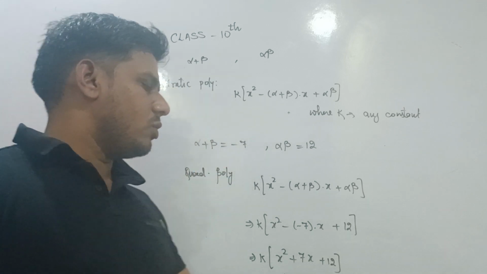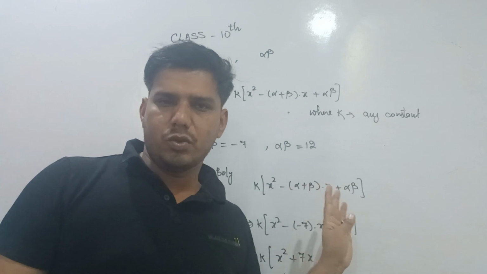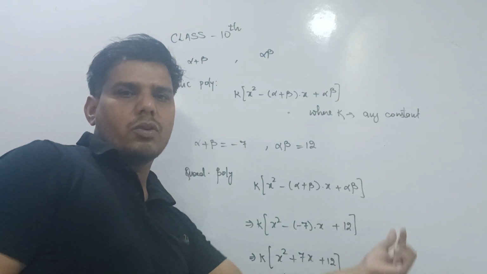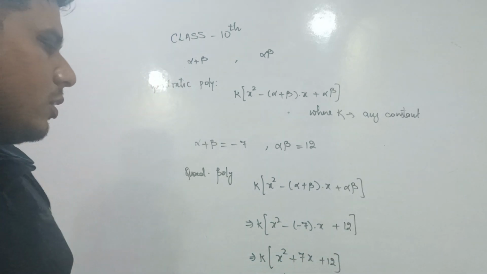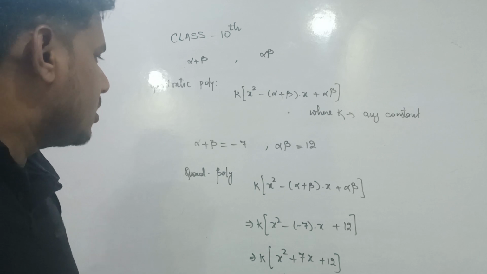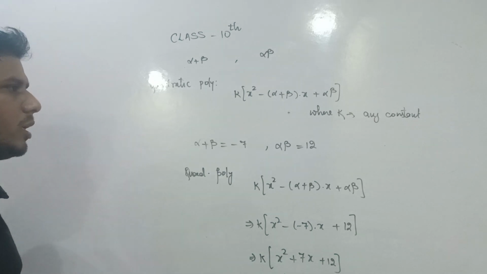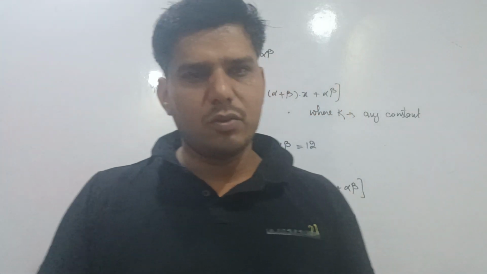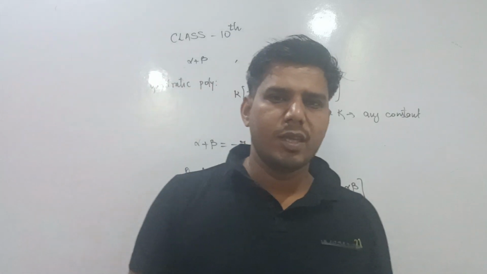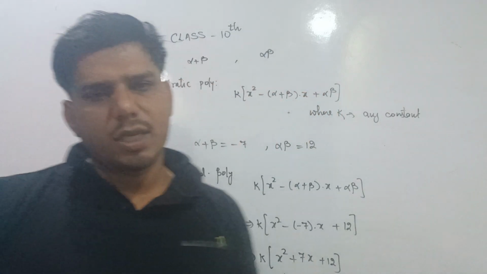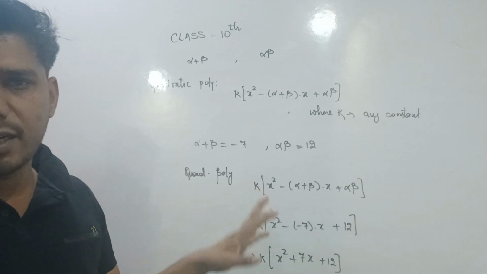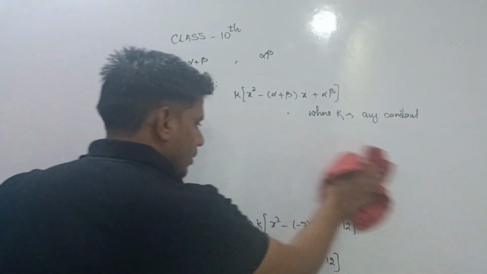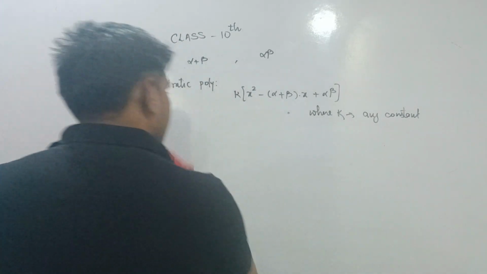You can find the zeros of this polynomial also. You will get the same zeros, the same sum, and the same product. You can put the value of k as 3, 4, 5 or 6 also. Any number you can put here. I think it is clear now. So if we are given any quadratic polynomial, we can find the sum of zeros, product of zeros, or zeros of the polynomial. But if the sum of zeros and product of zeros are given, then by this formula we can find the quadratic polynomial also.